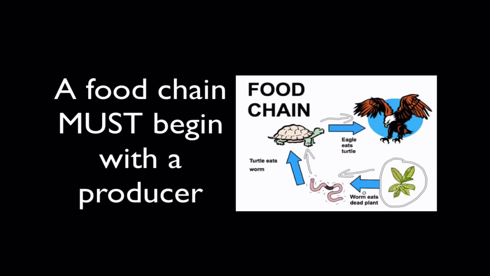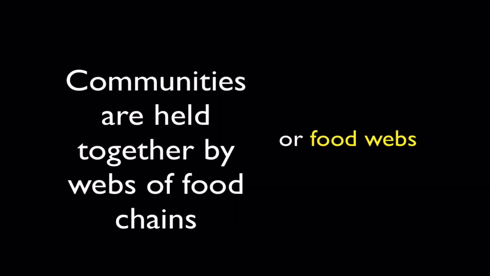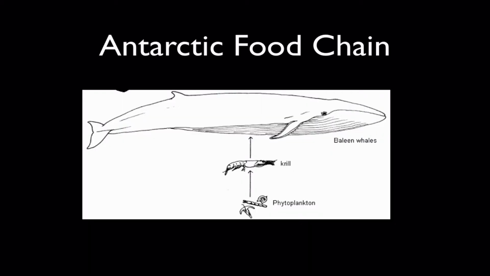So the arrows represent the flow of energy, primarily in the form of calories or food energy, through a chain of organisms all along the way. Energy is being passed. Now, communities in biology are held together by food chains and food webs. And if you combine multiple chains, you build something called a web. And this is easiest to see if we look at a picture.